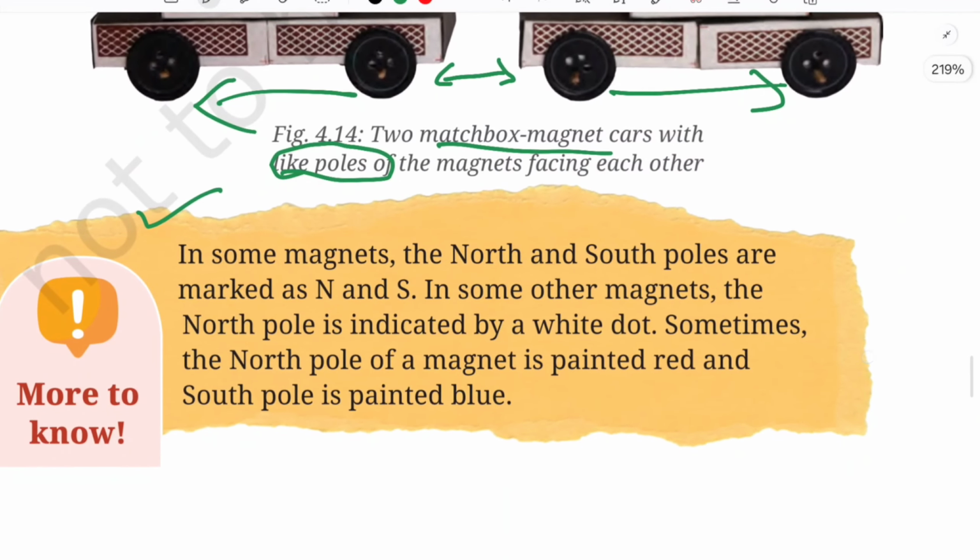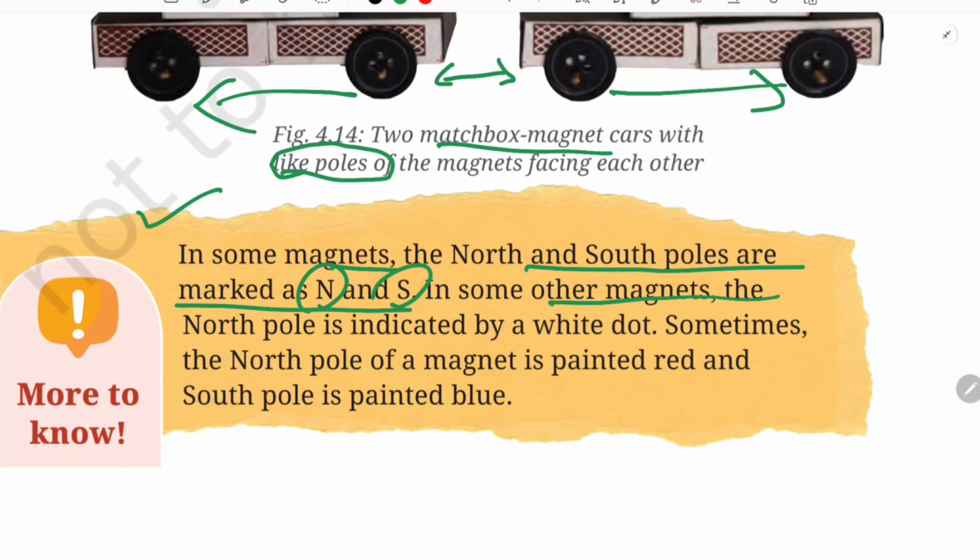So, now let us see some more things about magnets. In some magnets, the north and south pole are marked as N and S. Okay, in some magnets you will find that the north pole and south pole are simply marked by writing N and S, north for N and south for S. Okay, and in some other magnets you will find that the north pole is indicated by a white dot, just like before in this image that we have shown.